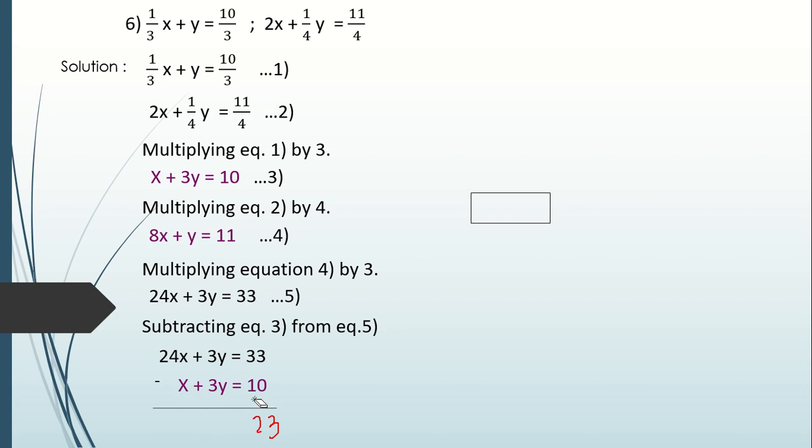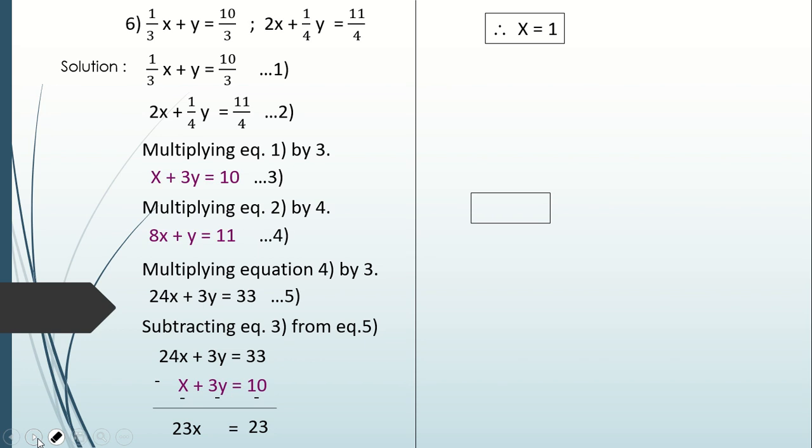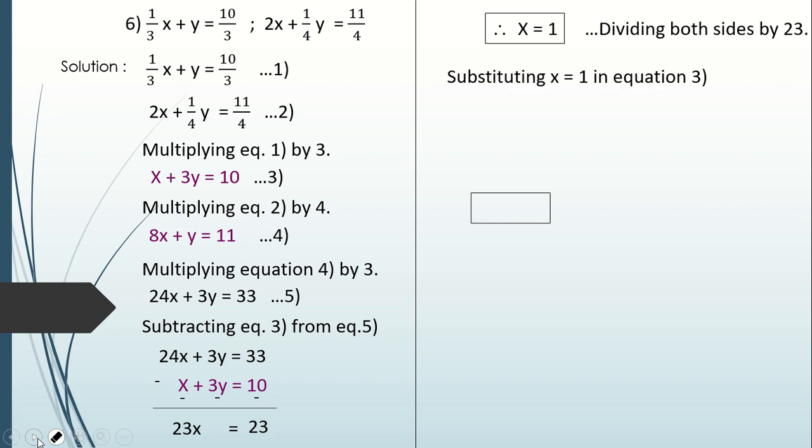Now that's easy. So you get the value of x to be 1, right? 23x is equal to 23, I got. So the value of x is equal to 1. Therefore x is equal to 1, 23 divided by 23. Now putting this x is equal to 1 in any of the given equations.